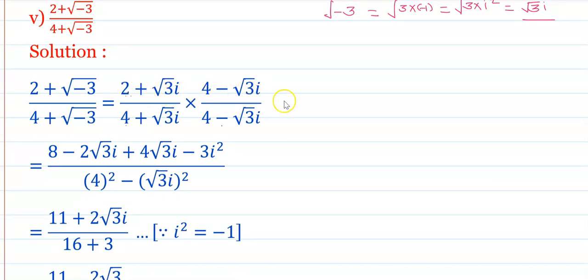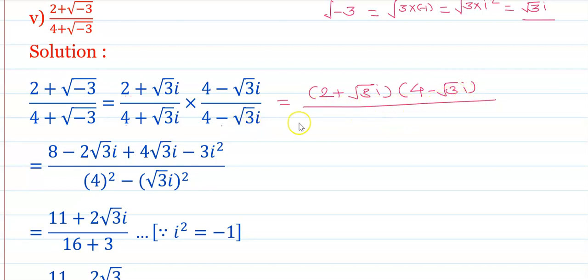What is it? That is, I will write here 2 plus root 3i into 4 minus root 3i. This is the first one. And what about the denominator? A plus b, a minus b. Means what? A square minus b square, root 3i bracket square.